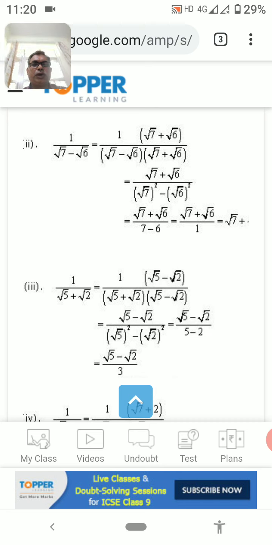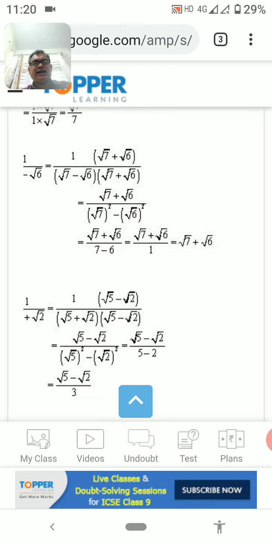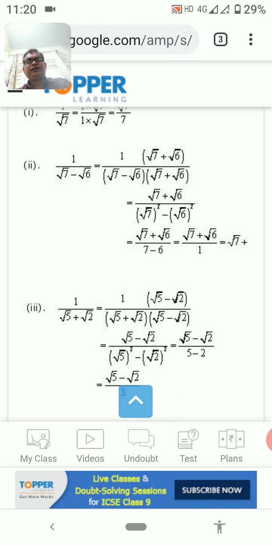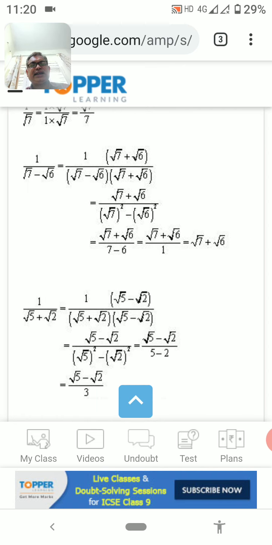So multiplying 1 into under root 7 plus under root 6 gives us under root 7 plus under root 6, and it is a square minus b square, means under root 7 square minus under root 6 square. So under root 7 plus under root 6 in the numerator, and in the denominator it is 7 minus 6, which is equal to 1, and 1 is a rational number. So what is the rationalized denominator? Rationalized denominator is 1. So under root 7 plus under root 6 is equal to 1 upon under root 7 minus under root 6. Both are equal, but here the denominator is irrational and here the denominator is rational.